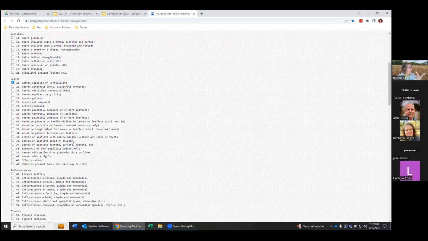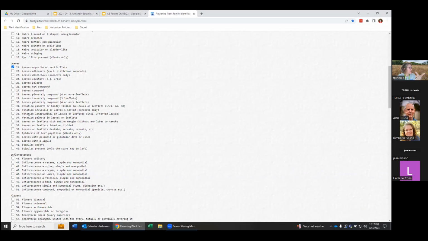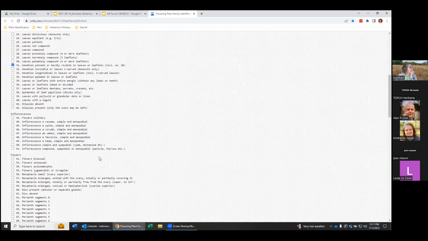Let's see. I'm looking at the venation here. Venation being the veins on the leaves, because I'm in the leaf section here, and I'm going to say it is pinnate, so like a feather, which means one main vein with other veins branching off of it. I can't remember if it has stipules.